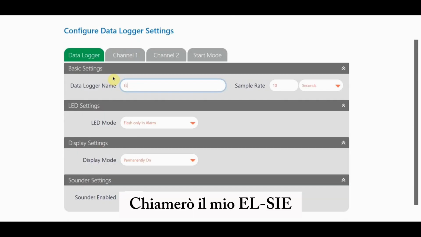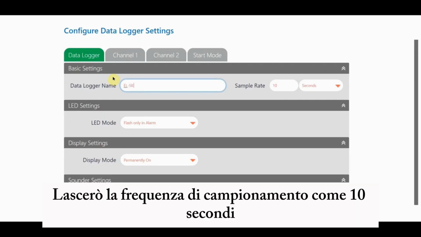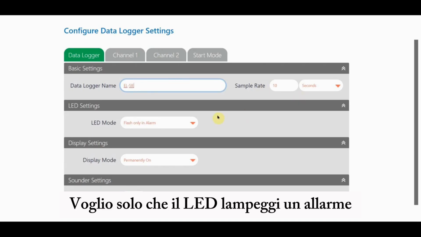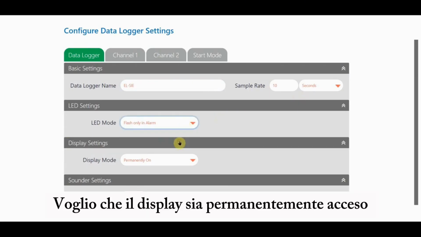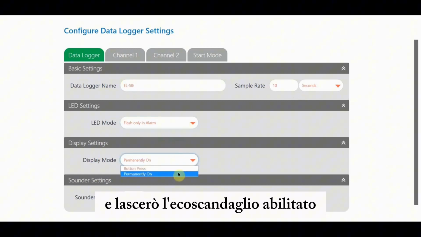I'm going to name mine EL-SIE. I'll leave the sample rate as 10 seconds. I only want the LED to flash an alarm. I want the display to be permanently on, and I'm going to leave the sounder enabled.